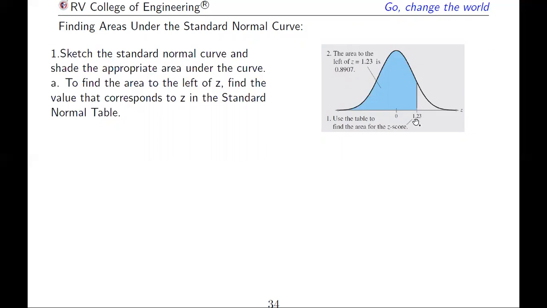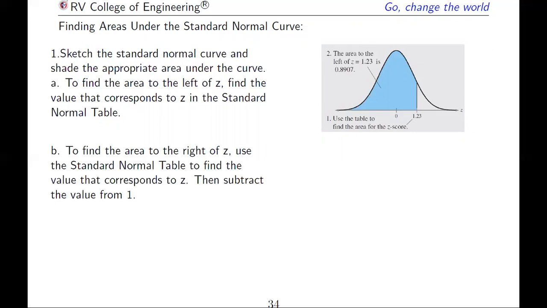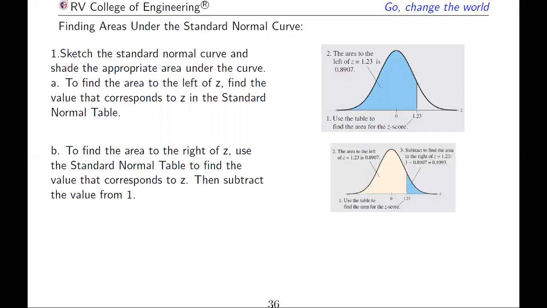So the value of z equal to 1.3 in the normal table, which will be available to us, that is, in this case, 0.8907. Similarly, if we wish to find out the area to the right of the value z, we consider this, and the calculations are given in this.